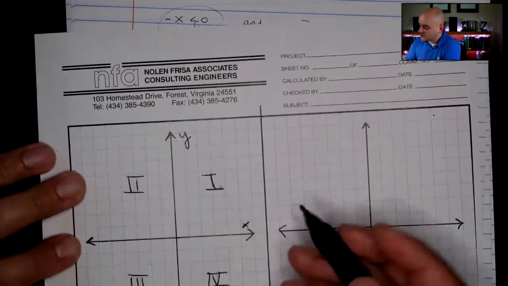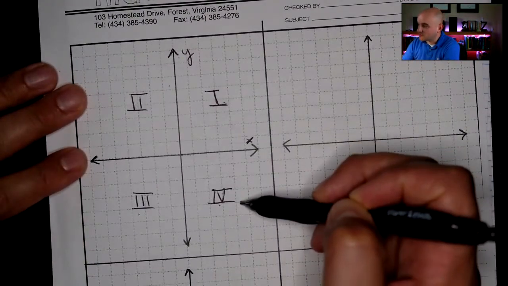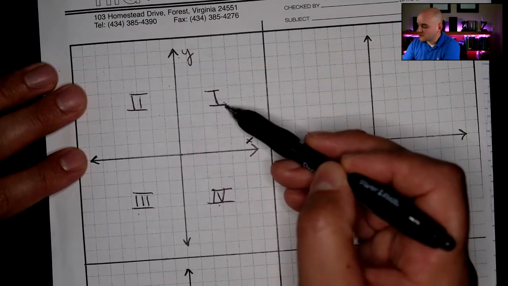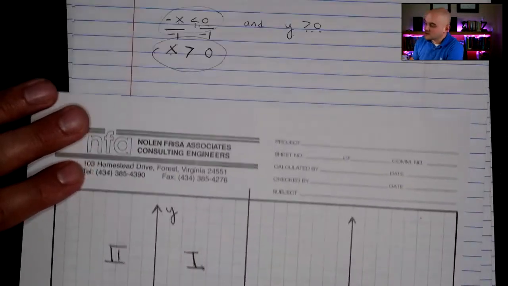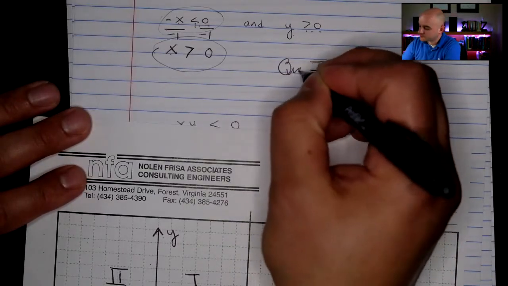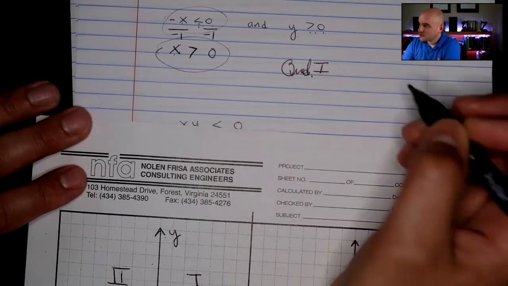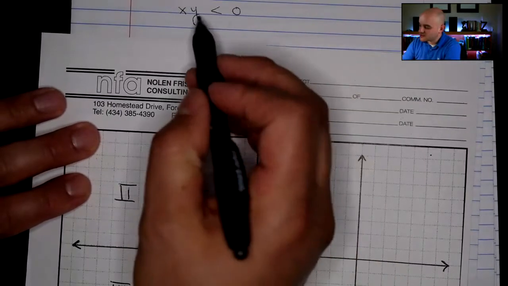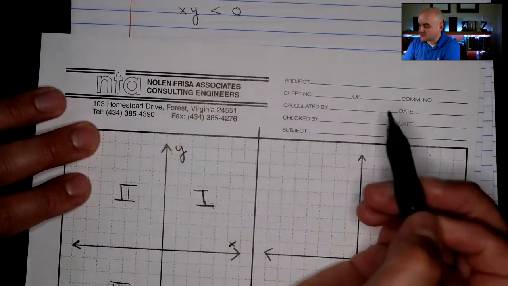So when is X positive? Once again, it's in quadrant 1 and 4. When is Y positive? 1 and 2. In this case, they overlap in quadrant 1. So this must be quadrant 1 right here. All right, let's look at the next one here. This one says X times Y is less than 0.